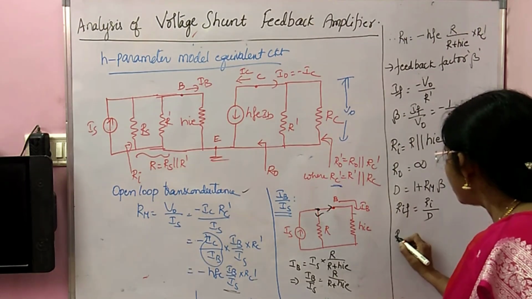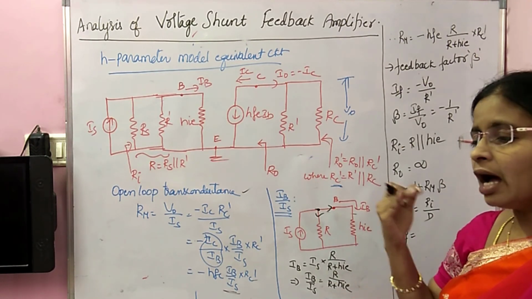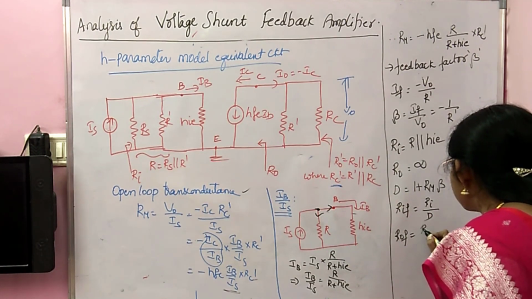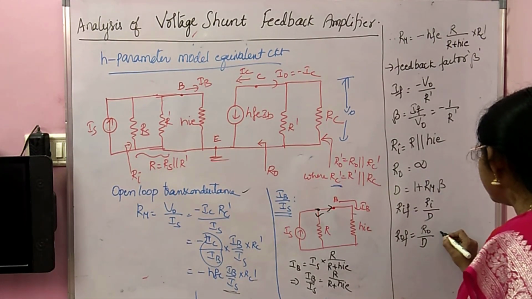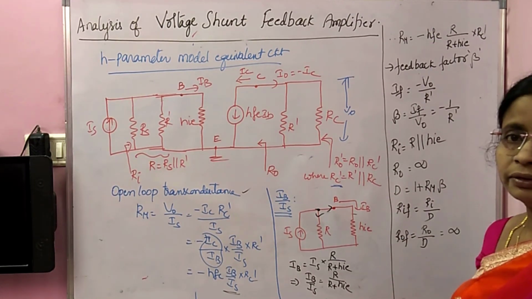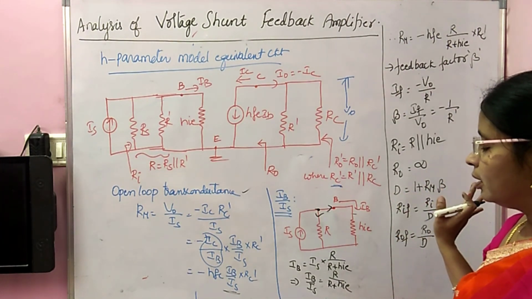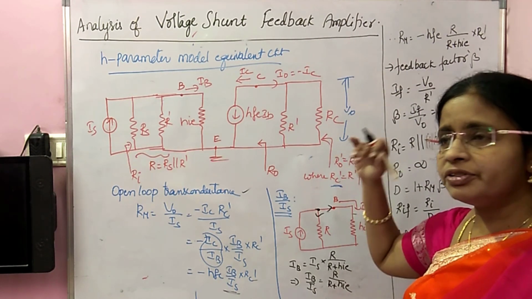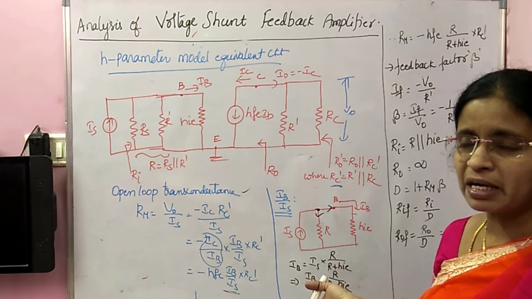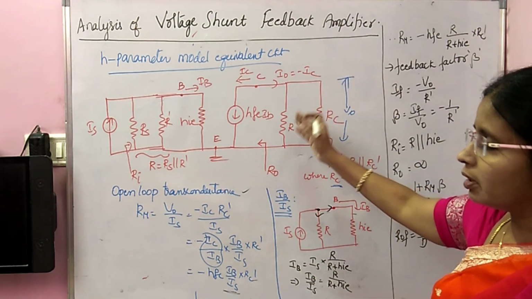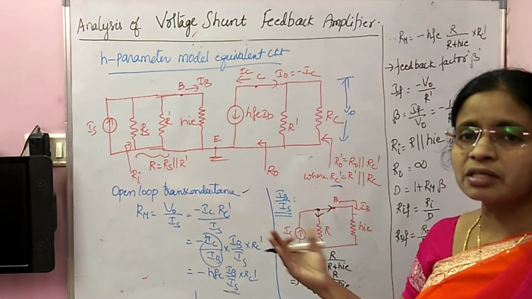Next, what is R0F? It is voltage sampling. With the voltage sampling, output impedance decreases. So it is again R0 by D. R0 is infinite, so R0F is also infinite. So this is the analysis of the voltage shunt feedback amplifier. We have to draw the input-output circuit by following the method of analysis of practical feedback circuits, then write your H parameter model, then find all these things according to the steps given in the previous videos.